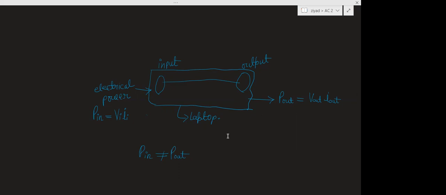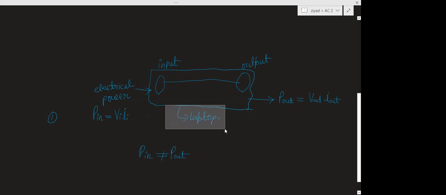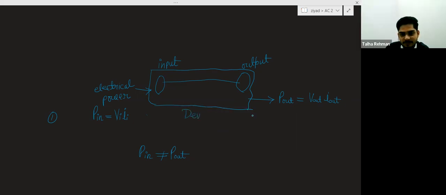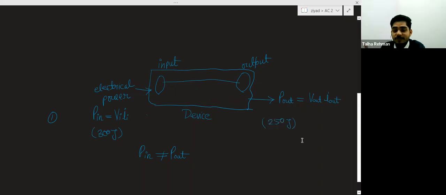For example, this is the first device, or first laptop, you can say. Suppose I change this to any device. You are providing the energy of 300 joule and 250 joule of energy is used to do the work by that device. Only 250 joule is used, and 50 joule is lost in the form of heat and other loss.